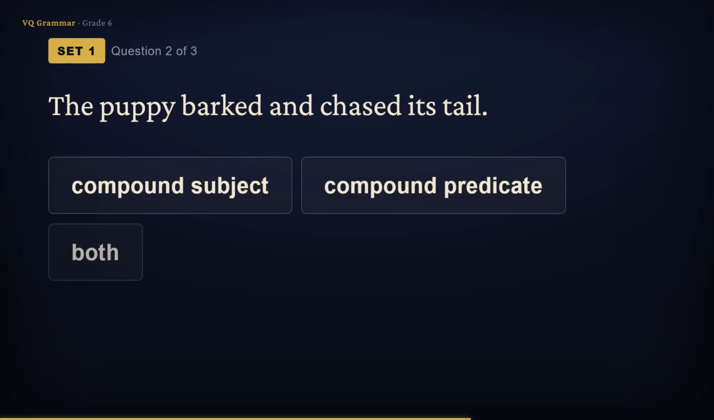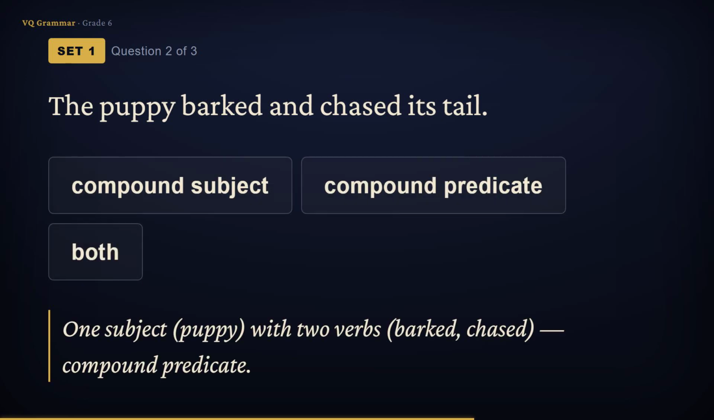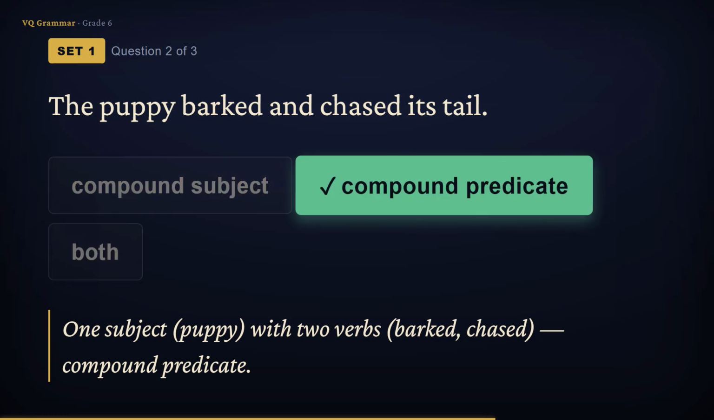The puppy barked and chased its tail. Count the subjects. Just the puppy, that's one. Now count the verbs. Barked and chased, that's two. One subject, two verbs. So the answer is compound predicate.